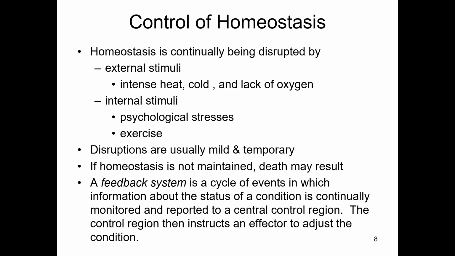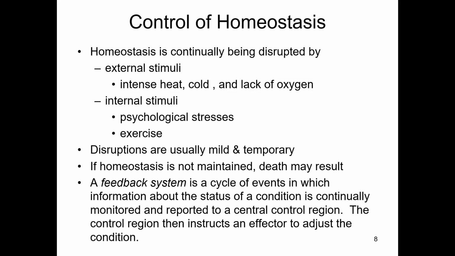So to control homeostasis, I think in lecture I compared that to the working of a thermostat. And just like in our homes, in our bodies, homeostasis is continually disrupted, sometimes by external factors like heat, cold, lack of oxygen, and sometimes internal stimuli like exercise, eating a large meal, starvation, and it includes psychological stresses as well. So disruptions are usually mild, and our body can restore homeostasis through the work of those organ systems. If homeostasis is not maintained, disease or disorder is the result. And if it is very serious, we may perish.